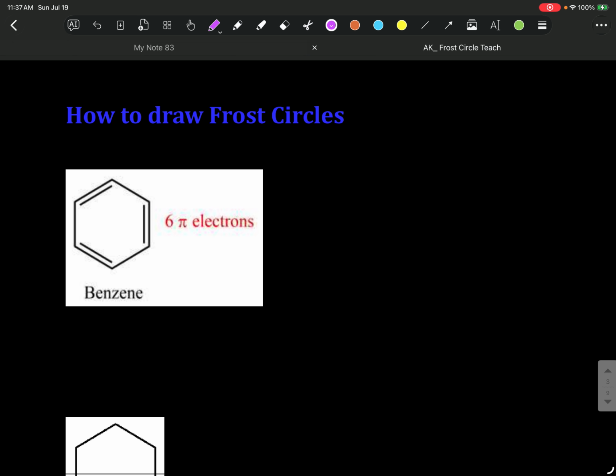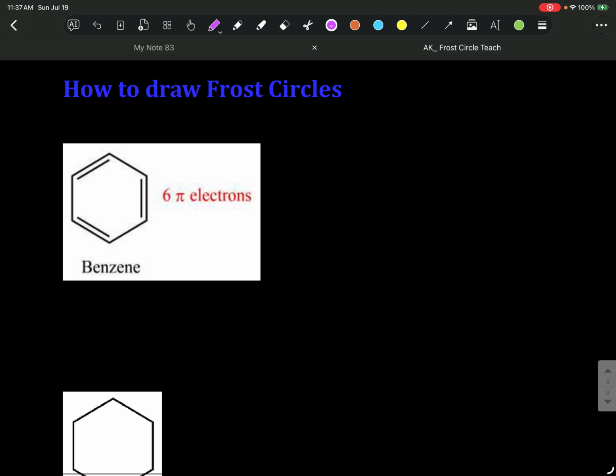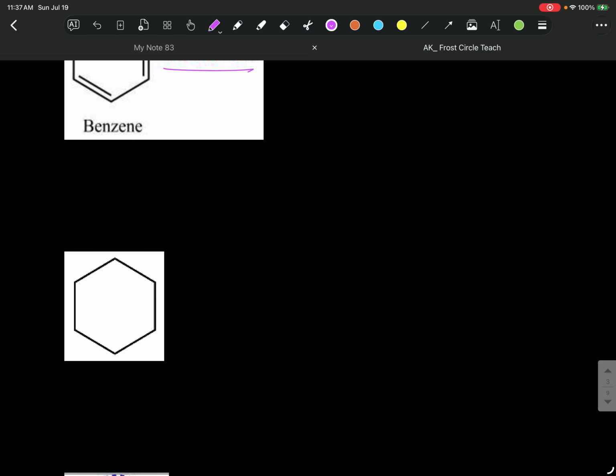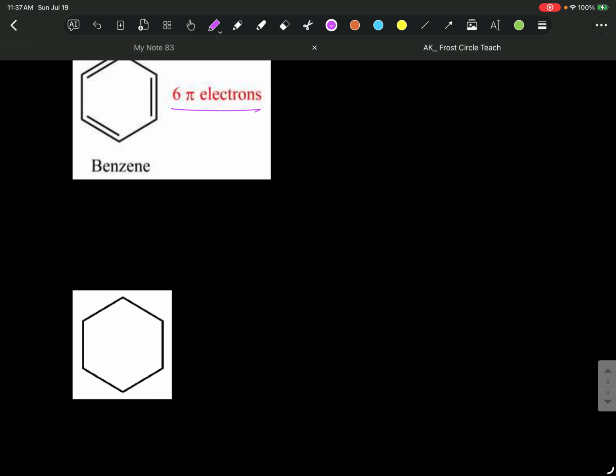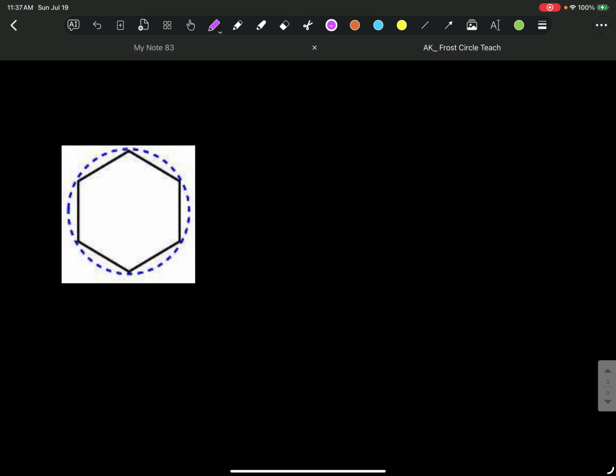When we are drawing the frost circles, there are certain small things that will help in analyzing how to draw them. Let's say, for example, we are starting with benzene. We know that benzene has 6 carbons in a ring, and there are 3 double bonds accounting for 6 pi electrons. Before we start drawing the circle, we want to draw the polygon shape first. So you draw the polygon, which is a hexagon in this case, and then you can draw a circle around it.